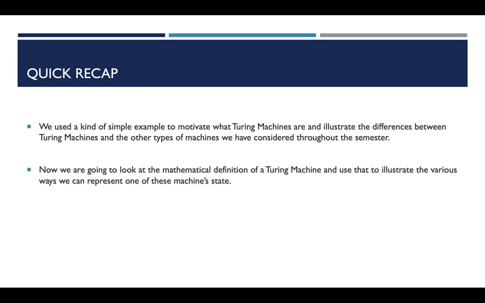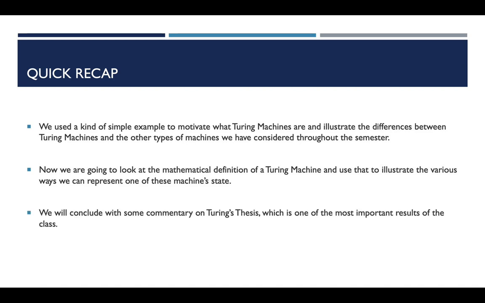So what we're going to do now is talk about the actual mathematical definition of what a Turing machine is. In that discussion, we're going to point out some differences between what we went over in the last video and what the textbook has listed as the mathematically rigorous definition. We're also going to use that as a segue to talk about Turing's thesis, which is maybe top three most important things in the course.